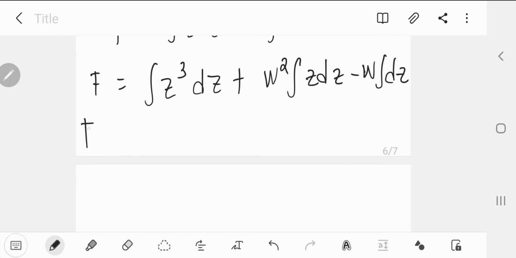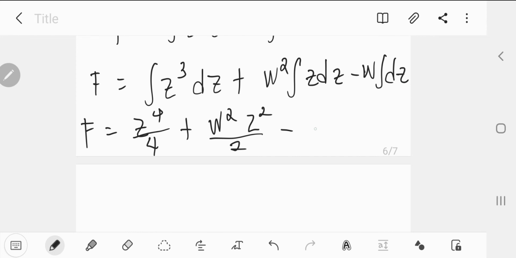And now proceed to the integration. So we have f is equal to z raised to 4 all over 4 plus w squared, the integral of z dz is z squared all over 2, minus the integral of dz, which is wz. We have plus r of w.